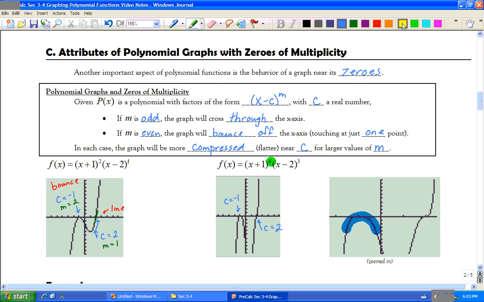And then our degree here has changed from a 1 to a 3, and now this is behaving like a cubic. Again, it's much flatter at that zero value. So even though the factors are the same, the degree is going to make the graph look a little bit different.